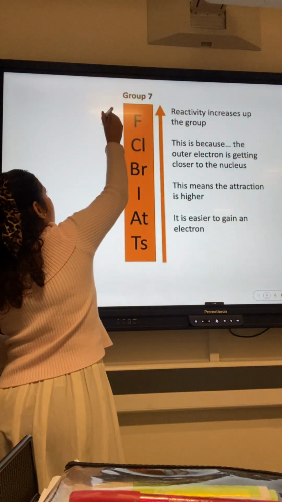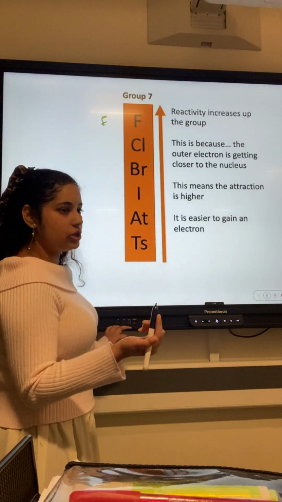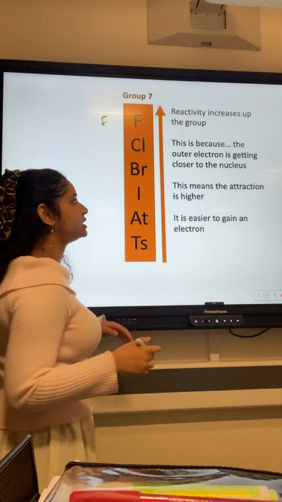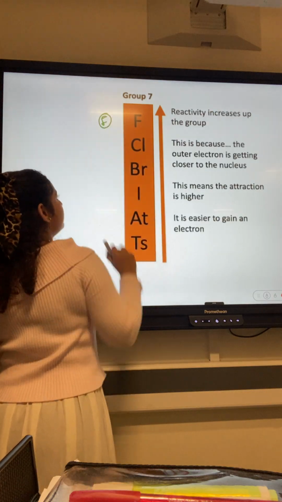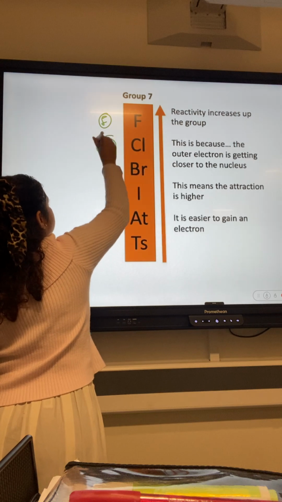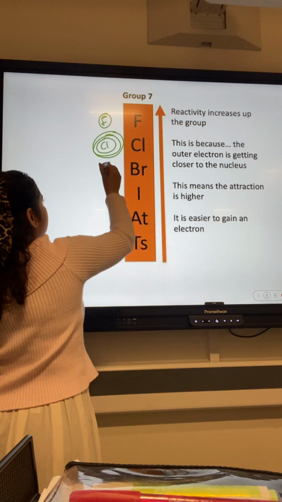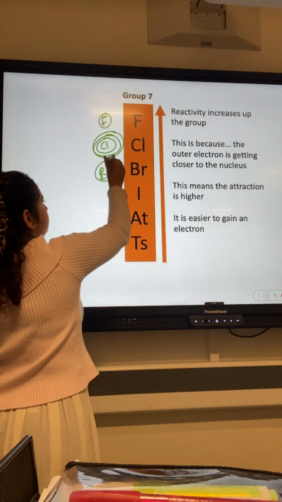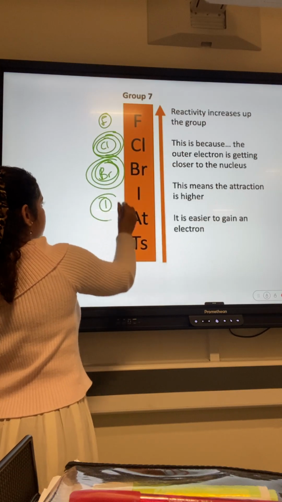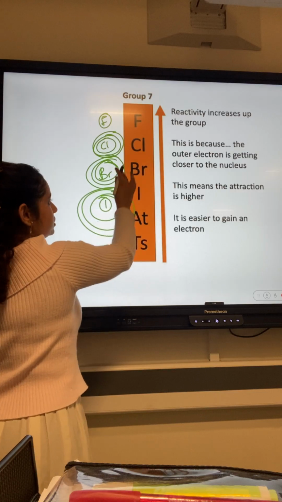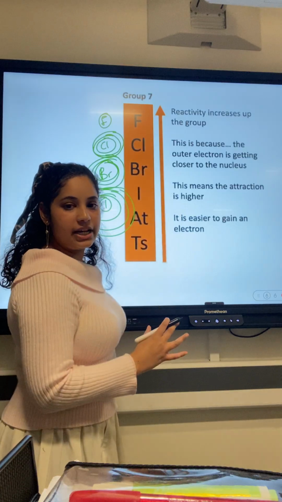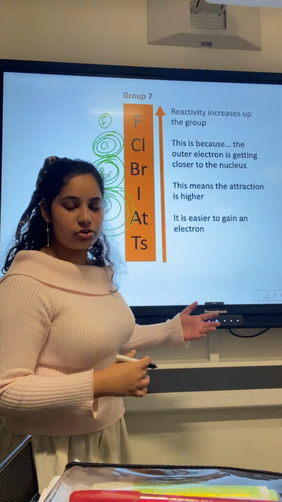If we go down the group, fluorine is a very small atom. I'm not going to show you the actual number of shells, but I'm just going to visually show you what's happening. Fluorine is a very small atom, but if we go down to chlorine, it gets a little bit bigger. Bromine will be even bigger, and iodine gets even bigger. So you get the point. As we go down the group, the atomic radii increases. It's the same for pretty much all the groups on the periodic table.